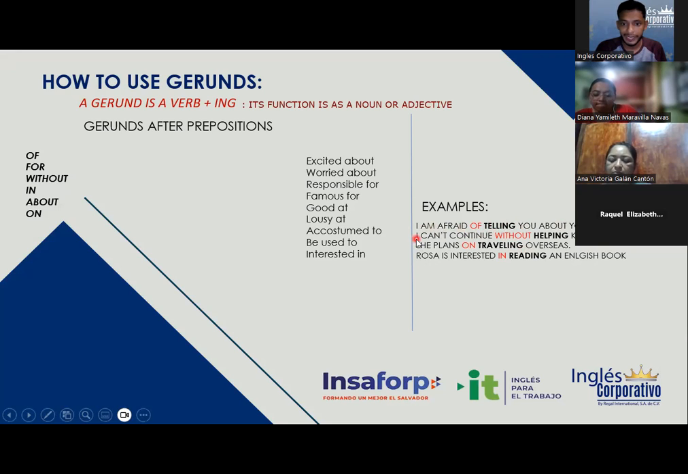Okay, eso significa. I can't continue without helping kids in need. No puedo continuar sin. Ese without significa sin. Sin ayudar a los niños en necesidad. Después de without, usamos un verbo con ing que se convierte en gerundio. She plans on traveling overseas. Ella planea viajar al extranjero. Plans on, después del on, usamos el gerundio. Rosa is interested in reading an English book. Rosa está interesada en leer un libro de inglés.